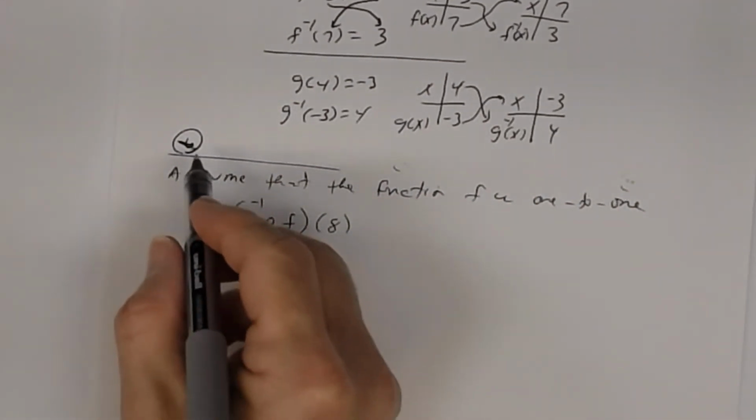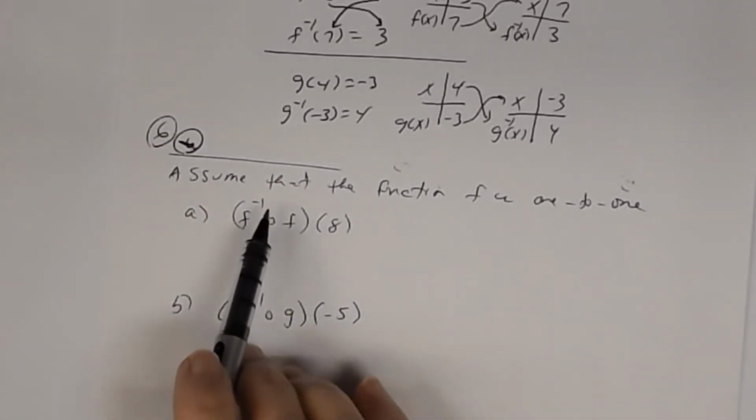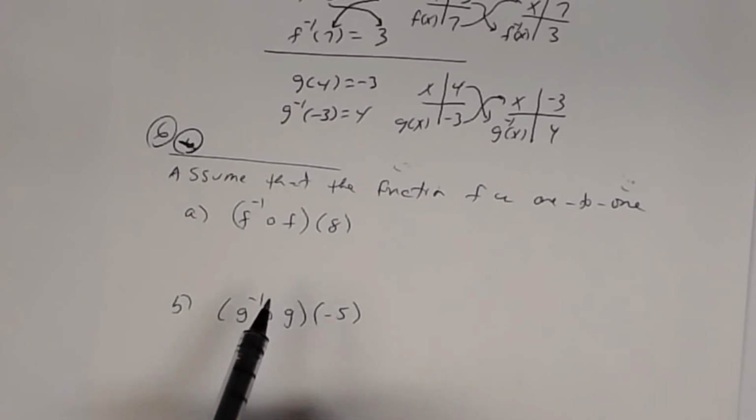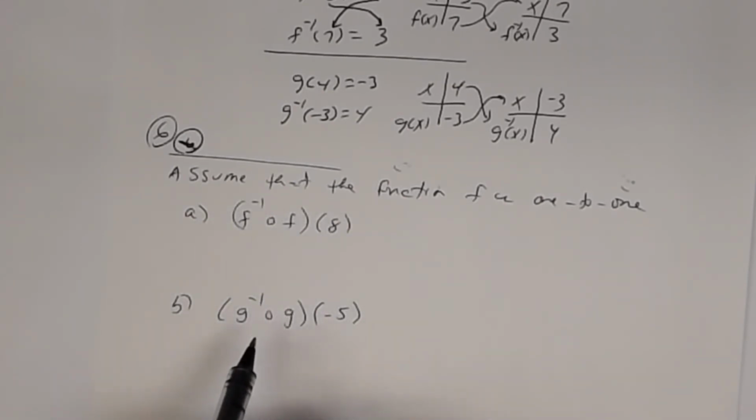and this is going to be number 6. So number 6. Okay. Assume that the function f is 1 to 1. And then you want to find this: f inverse composed with f at 8 and g inverse composed with g at negative 5. All right. So here's what you've got to think about. Do you remember there was a lesson that said that inverses undo each other? Okay. So inverses undo each other, right? So there was a lesson that talked about that, and we saw that.